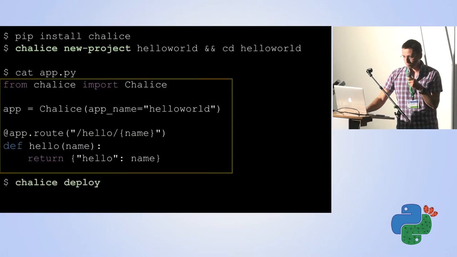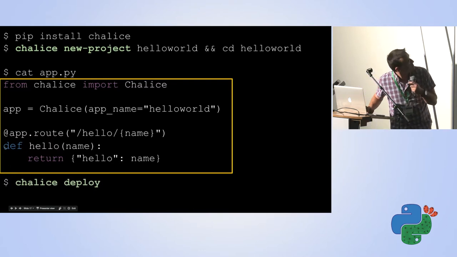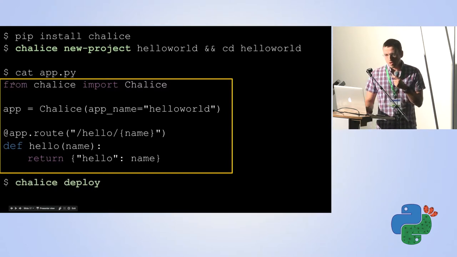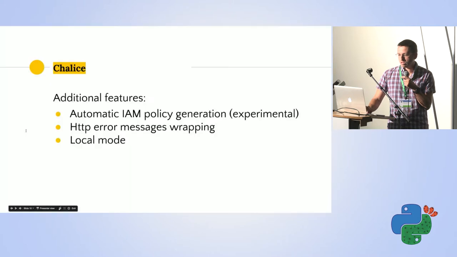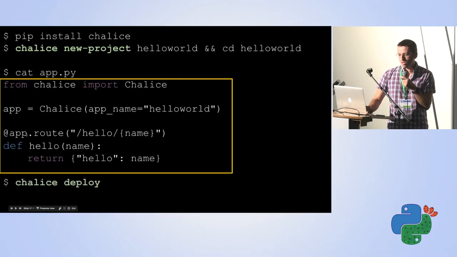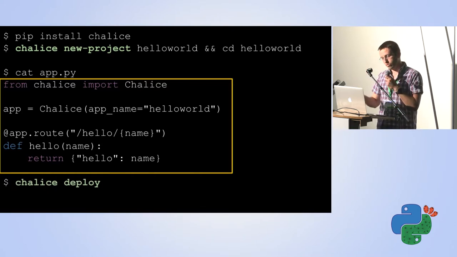So it looks like this. You can see it's a bit cut off, but you can see that this is the application in the yellow rectangle. It looks just like Flask. You put an annotation of what your endpoint should be. You can specify an argument to it, and once you have it, you just do chalice deploy, and it will package your code, package your dependencies, and create all the needed resources on AWS to deploy the Lambda, to create the API endpoints and to glue all of them together.